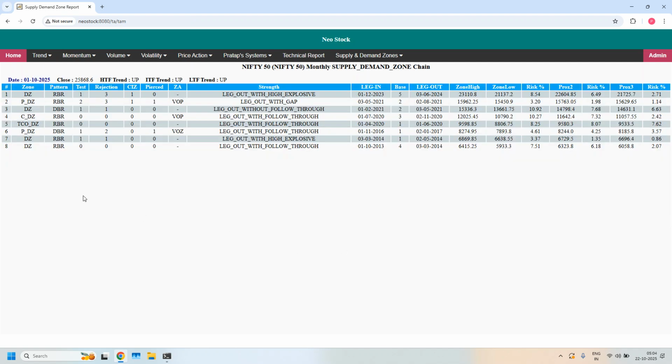Okay, this is the NIFTY monthly supply demand zone chain report. In any supply demand zone chain report, always look into the zone column to find the high liquidity zones. Look into the pierced column to find the pierced zones. Look into the LTF trend to find the trend of the current time frame you have selected. One time frame higher is the ITF trend, and one more time frame higher is the HTF trend.